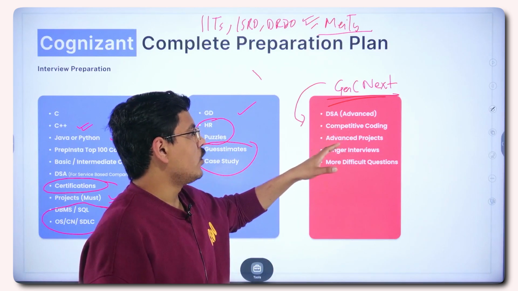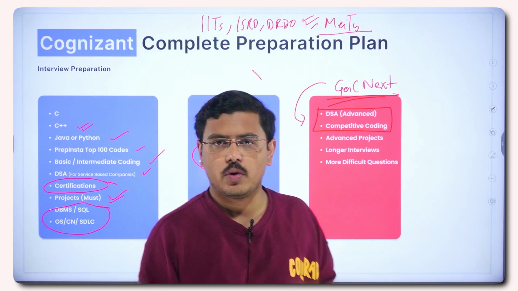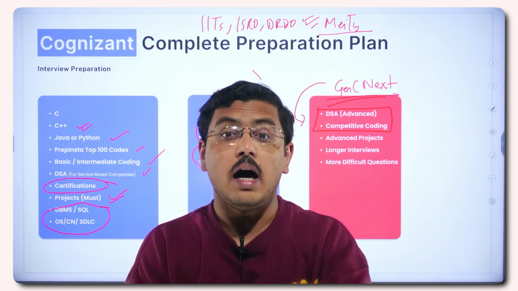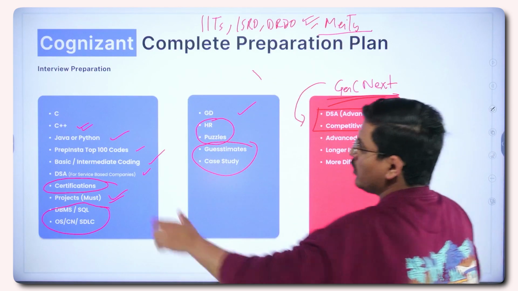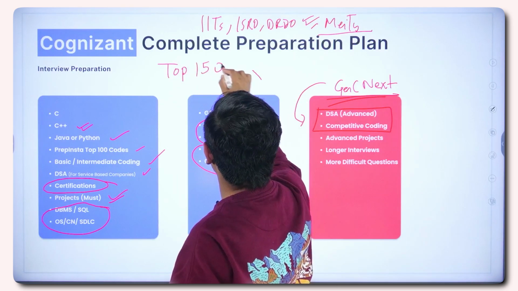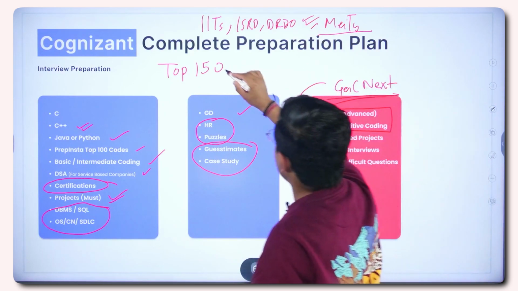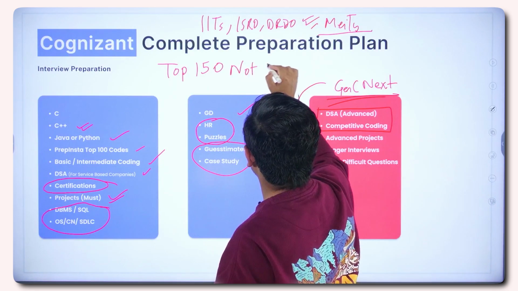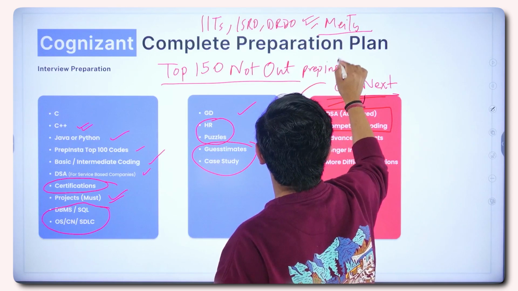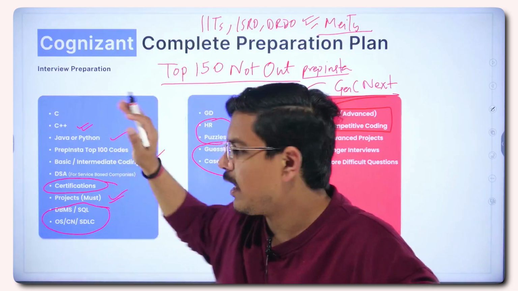Advanced DSA, competitive coding, advanced projects. So primarily the focus is here, advanced coding and competitive coding. Now how do you prepare this? Either you go ahead, complete the full courses, that is one way. Otherwise, as I told you, ये दोनों इकट्ठे हो जाएंगे if you prepare the top 150 not out list. Fine, and they are just 150 questions. Not a single question is more than 150. So the top 150 not out list of Prep Insta. You do this and that will automatically solve all your problems for DSA, competitive coding.